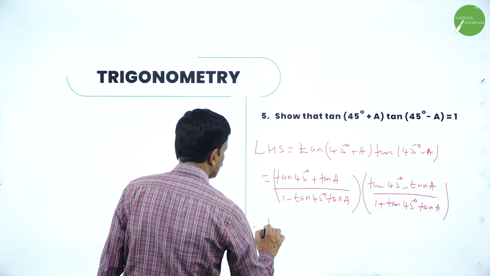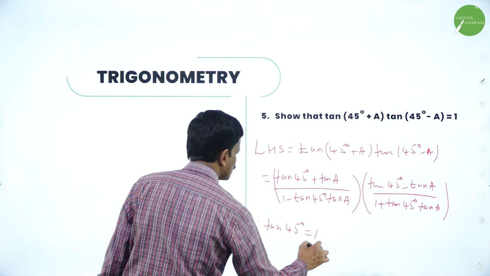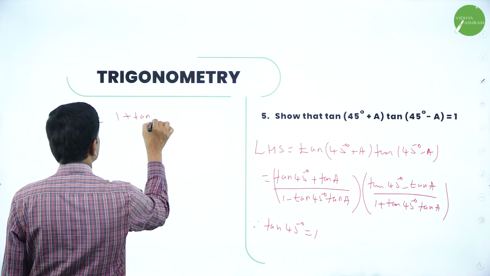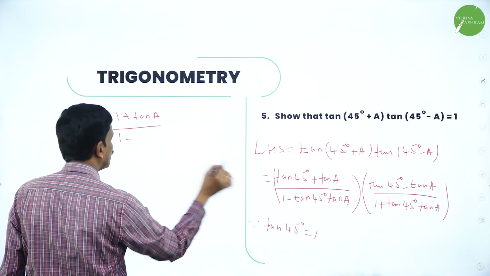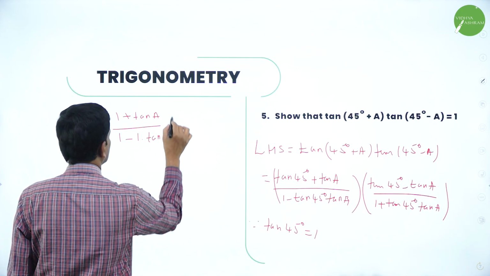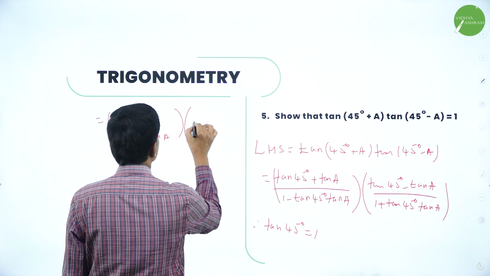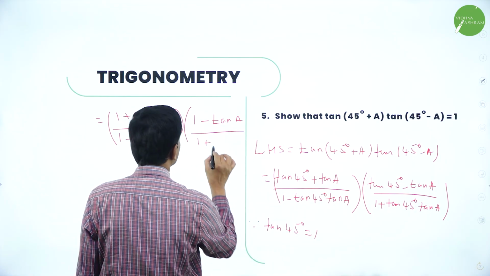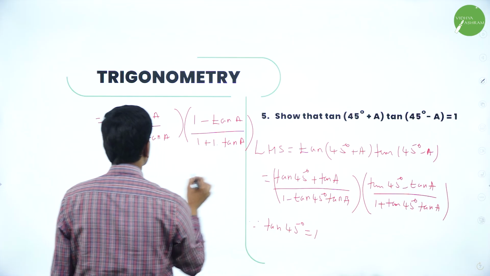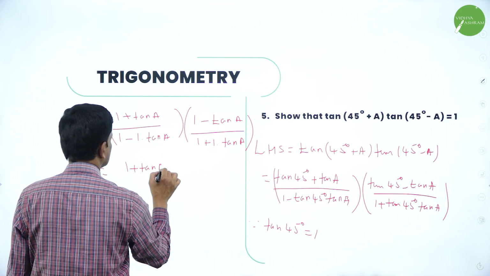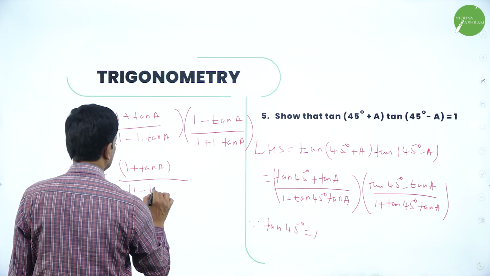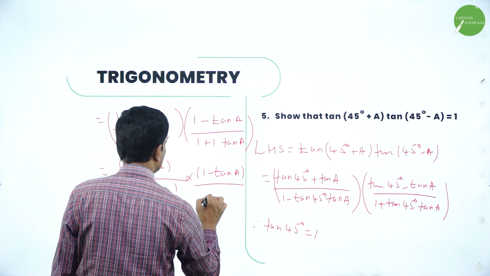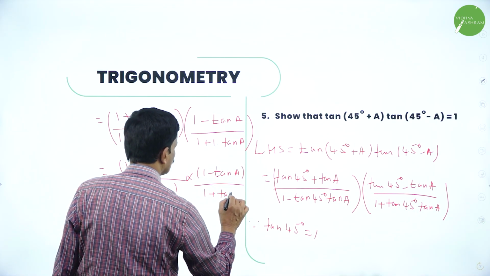Since what is tan 45? We know tan pi by 4, tan 45 is equal to 1. Since tan 45 is equal to 1, this can be written as 1 plus tan A whole divided by 1 minus tan 45 is 1 into tan A as it is, into, again tan 45 is 1, minus tan A divided by 1 plus tan 45 is 1 into tan A. So this can be written as 1 plus tan A divided by 1 minus 1 into tan A is tan A, into 1 minus tan A divided by 1 plus 1 into tan A is equal to tan A.